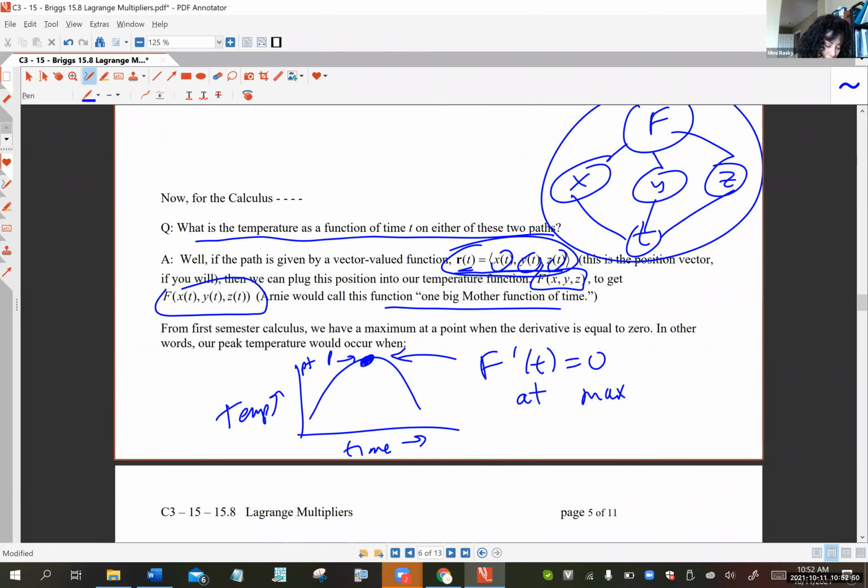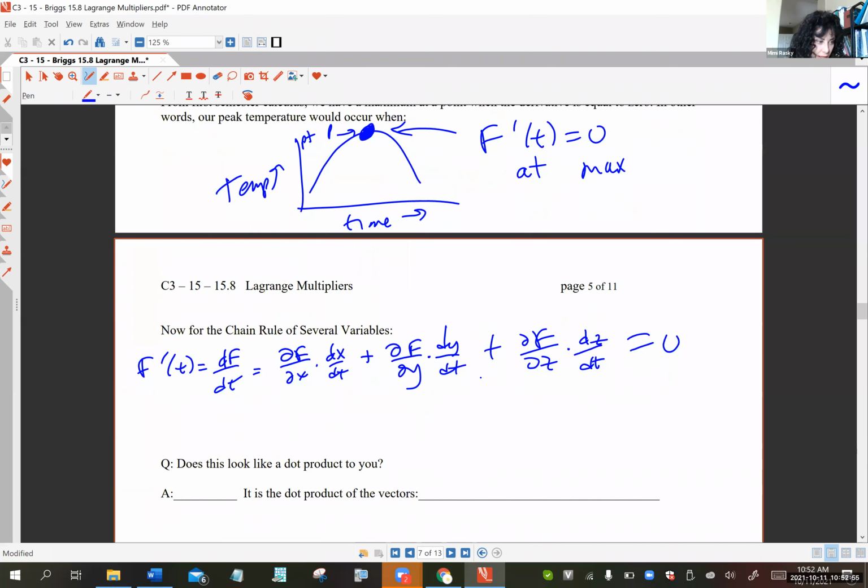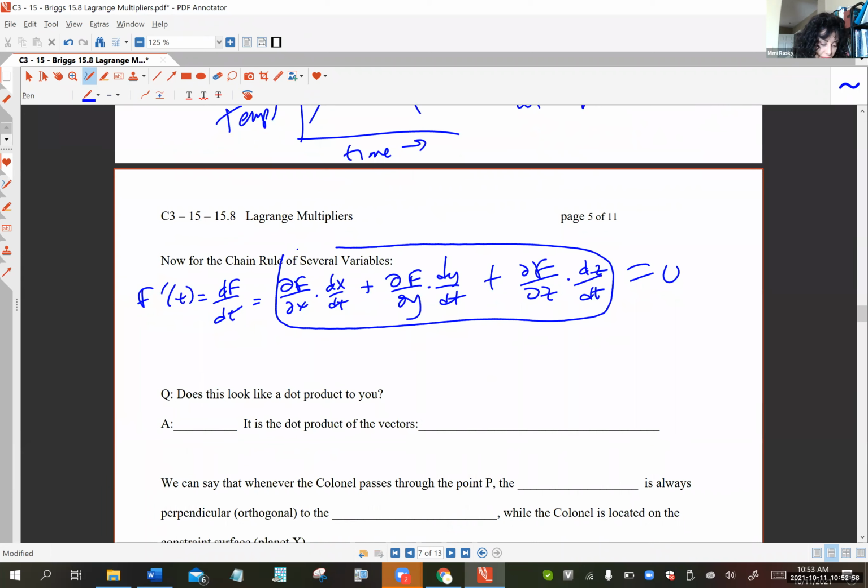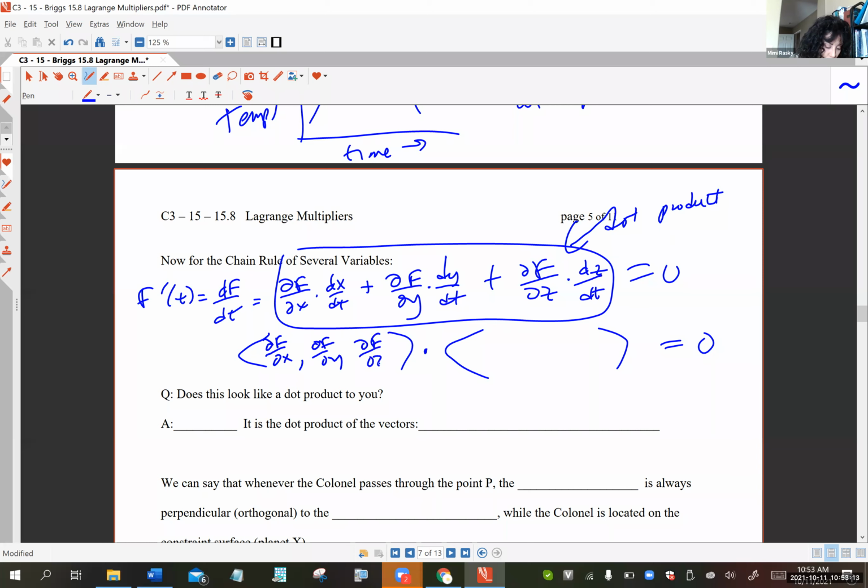Why? Because it's where the max is, right? You have a max, your derivative is 0. Now, I want you to notice that this looks like a dot product. Something times something plus something times something plus something times something. It turns out it is a dot product of two vectors: a vector containing the partials, which happens to be the gradient of big F, dot product with a vector that contains the derivatives of x, y, and z, which happens to be the velocity vector, or r prime.